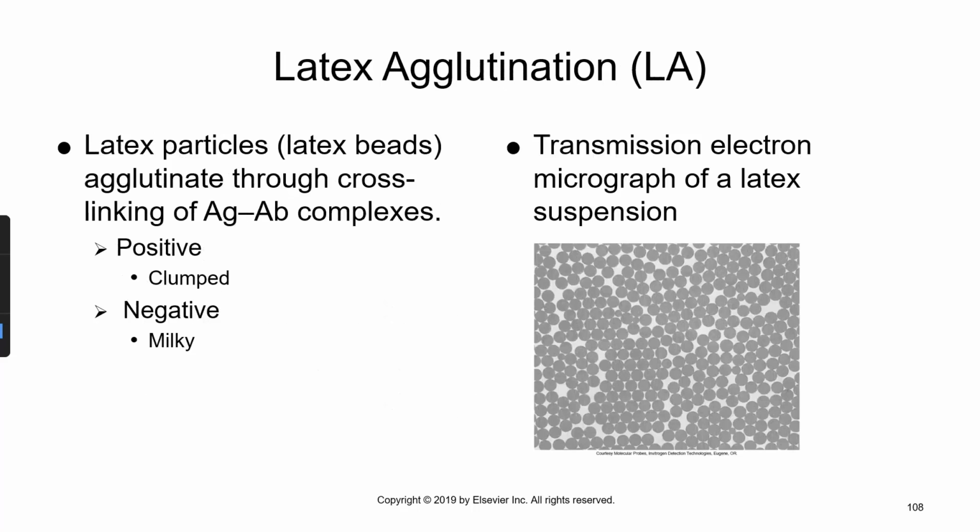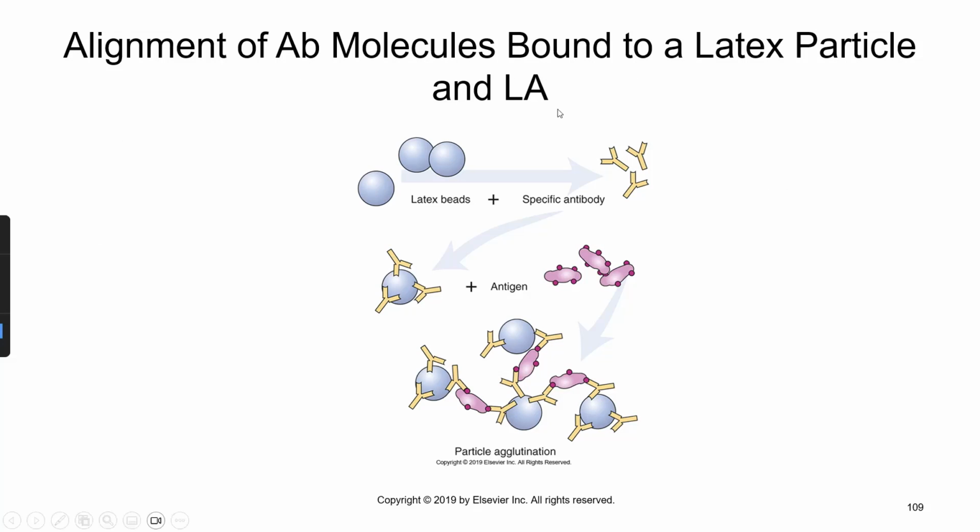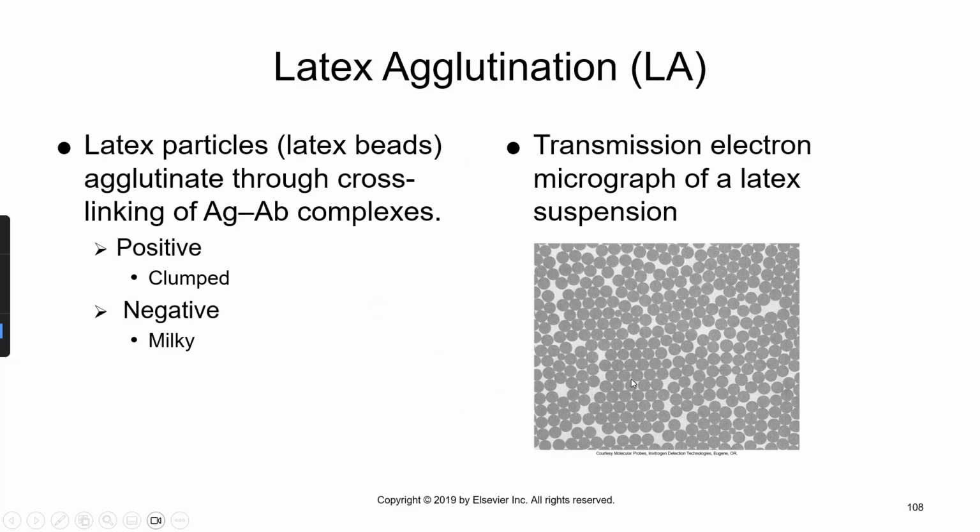In latex agglutination, you're going to have a bead, which is coated with antibody. When that's coated with antibody, you put the patient's sample in there, and if the patient's sample has the microorganism, you're going to see some clumping. So positive would be clumping, negative would be milky, with no clumping at all. This just shows you what the latex beads look like.